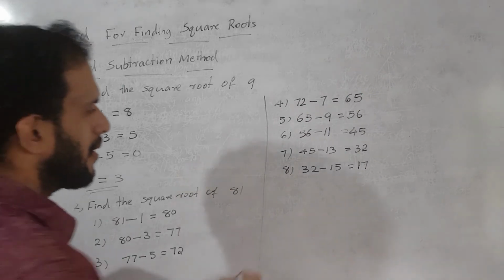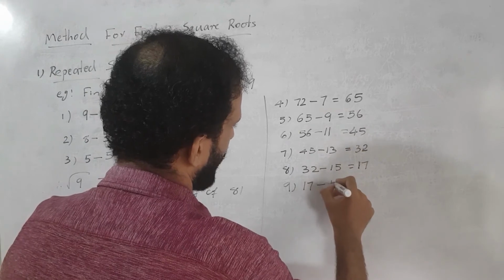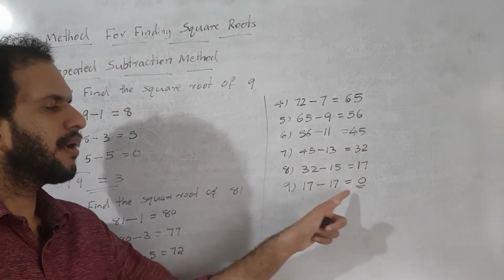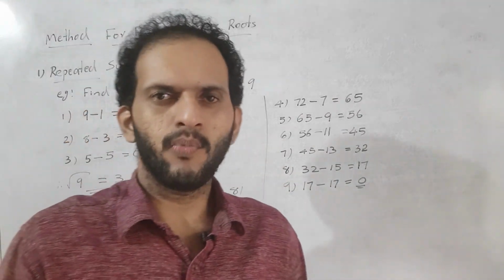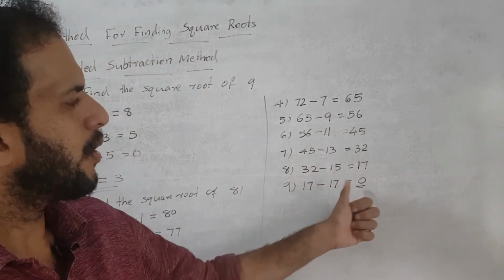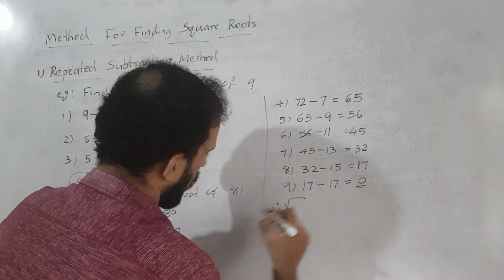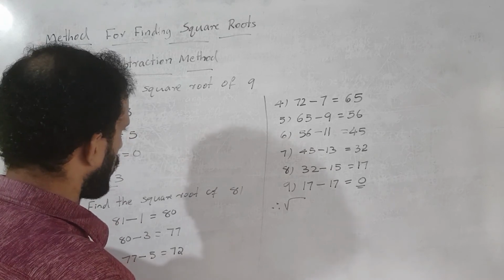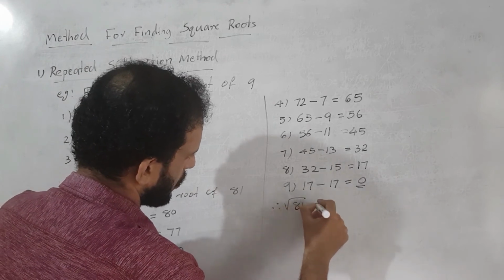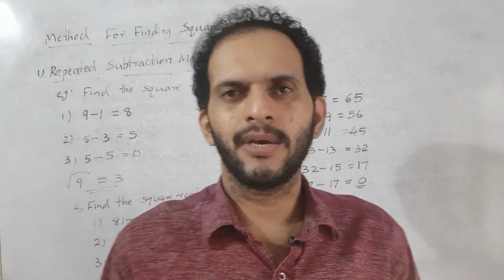Then what is the next number? Next is the ninth step, 17 minus, the next number is 17. 17 minus 17 is equal to 0. That means now we got the result 0. Correct. Then in which step did we get it? The value equal to 0, the ninth step we got it. Therefore, what do we conclude? Therefore, the square root of 81, the radical symbol is very important, is equal to 9.